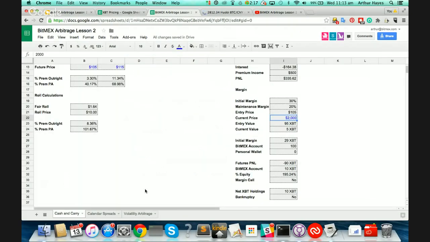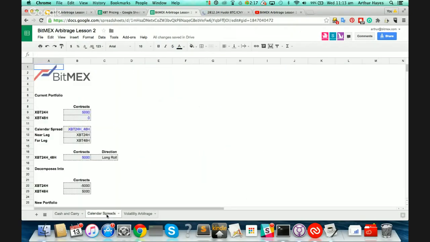So let's go to the calendar spread section first to describe the mechanics of what a calendar spread is. So assume that you have two contracts open. You have a daily contract and a 2-day contract, let's say, and you hold 5,000 contracts of the daily contract and nothing of the 2-day contract.